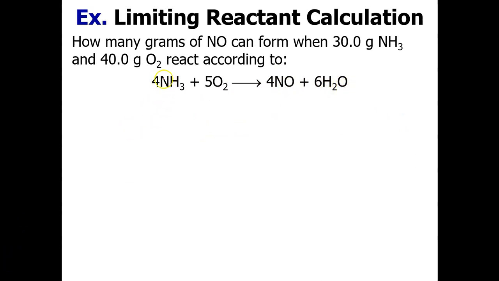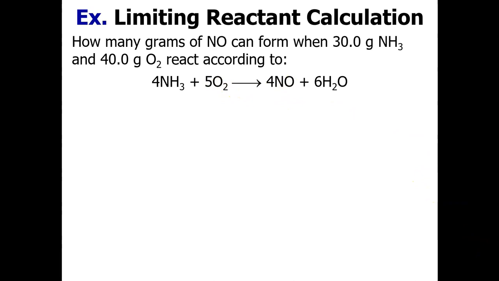I just want to check quick. This is balanced. 4 nitrogen. We have 4 nitrogen. We have 12 hydrogen. We have 6 times 2, 12 hydrogen. And then 10 oxygen: 4 times 1, and then 6 times 1. So that's 6 plus 4 is 10. So it looks like we have a balanced equation.